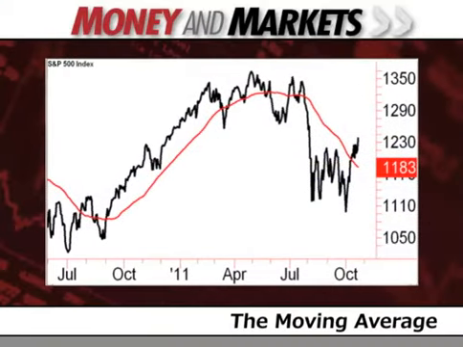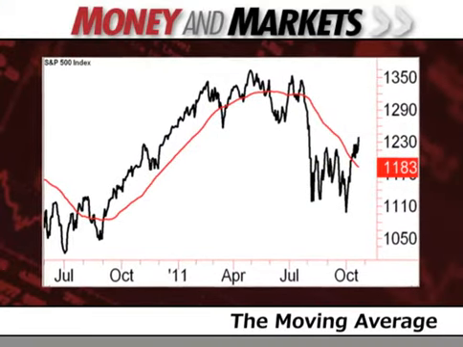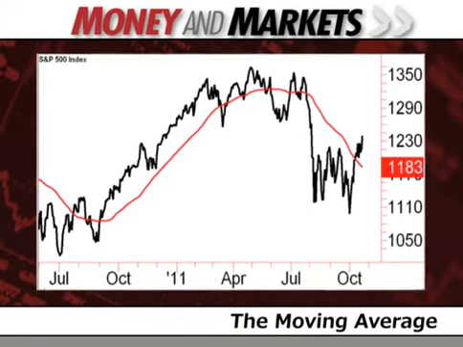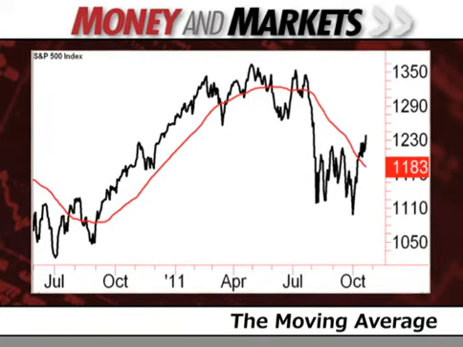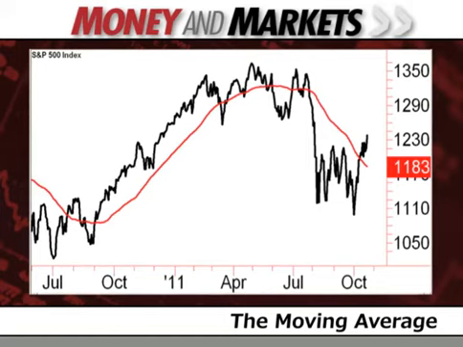Here's a chart of the S&P 500 with the 60-day moving average. As you can see, the market's recent surge took it above the moving average, which suggests more upside ahead simply based on this one technical indicator. Conversely, a move substantially below 1183 would be seen as the start of a more serious downward leg.